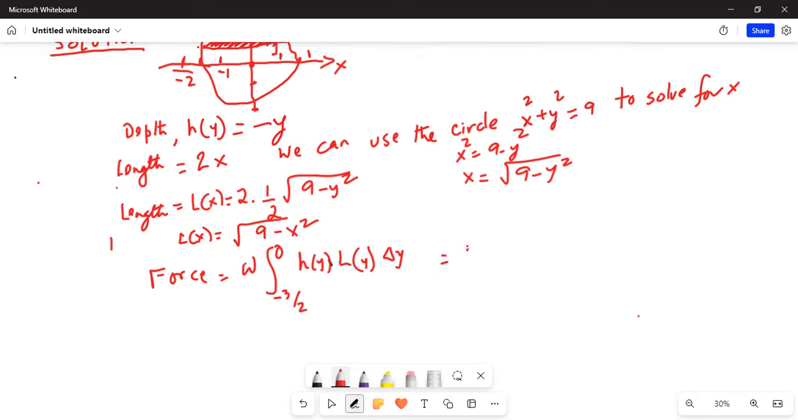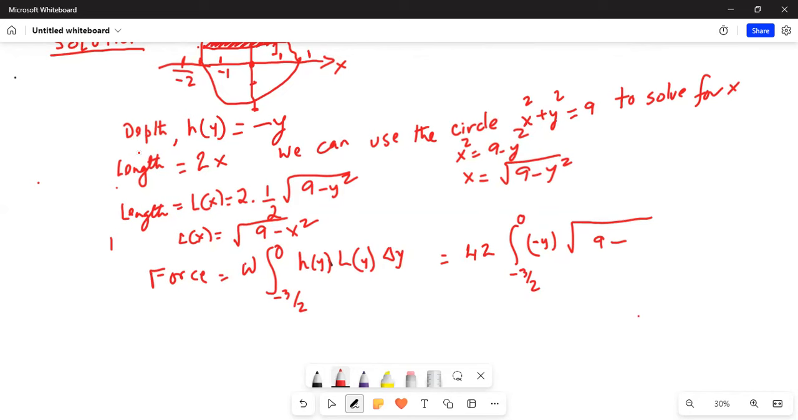equal to W is 42 pounds per cubic feet, given limits of integration from minus 3 by 2 because it's below the horizontal axis to 0. Okay, and we have the height as minus y, times square root of 9. That's my mistake, so let me correct that mistake.